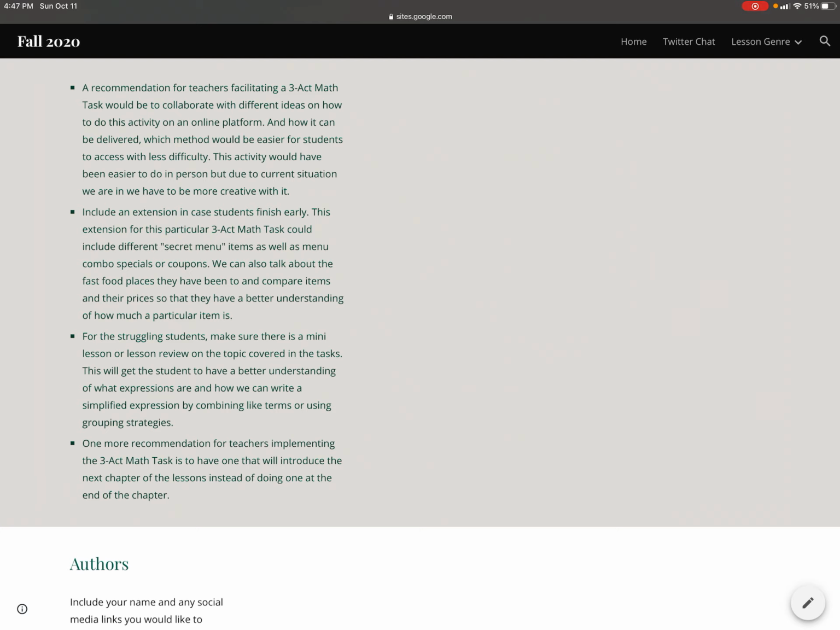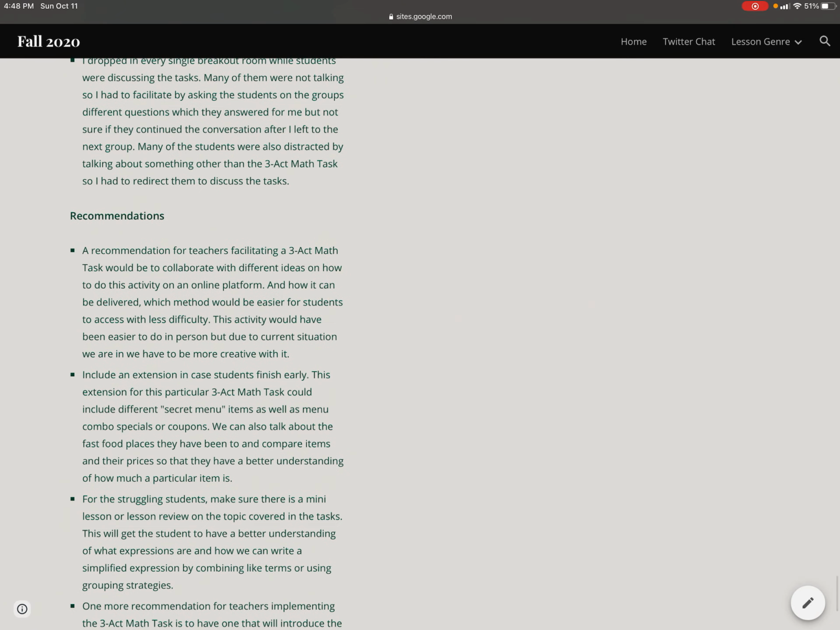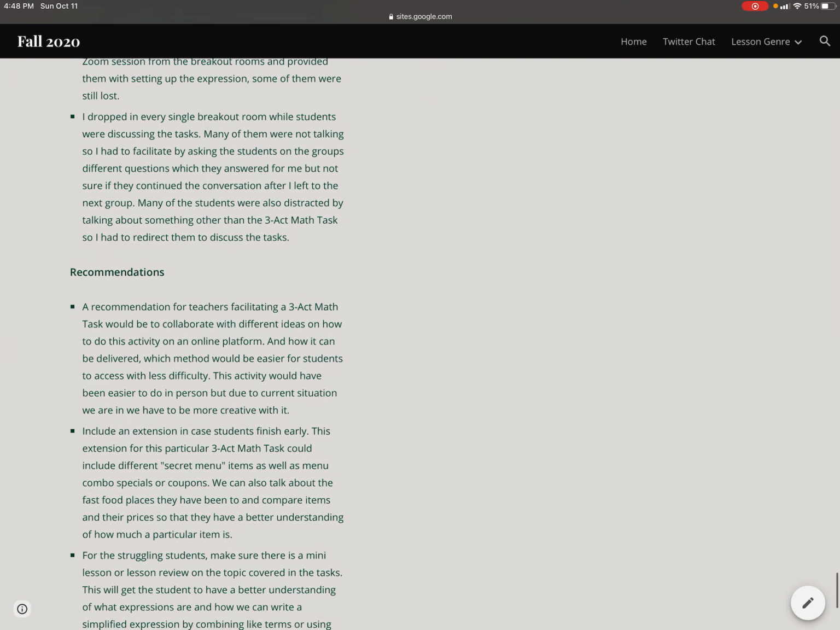And the last recommendation that I would give, for teachers implementing any type of 3-act math task, is to have one that will introduce them to the next chapter of the lessons instead of doing one at the end of the chapter from the lessons we've already done. The reason I did this Order Up lesson at the end of this unit was because I wanted them to have a little overview of everything we've taken notes on. But honestly, I think I should have done it at the beginning of the unit, introducing them to the new topic. So this is my 3-act math task.